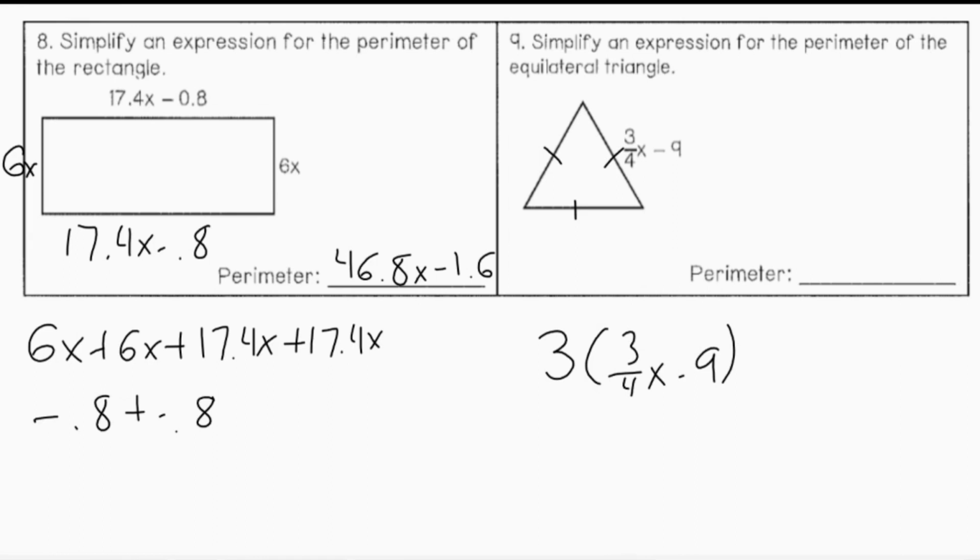Now this is the distributive property, so I can distribute my 3 into my 3/4 and into my negative 9. 3 times 3/4 is 9/4, so 2 and 1/4 x, and 3 times negative 9 is negative 27. So my perimeter is 2 and 1/4 x minus 27.